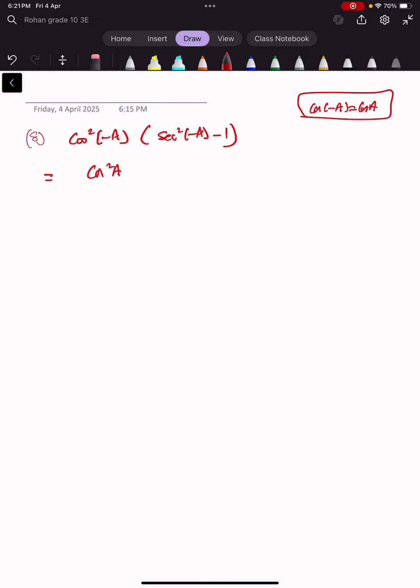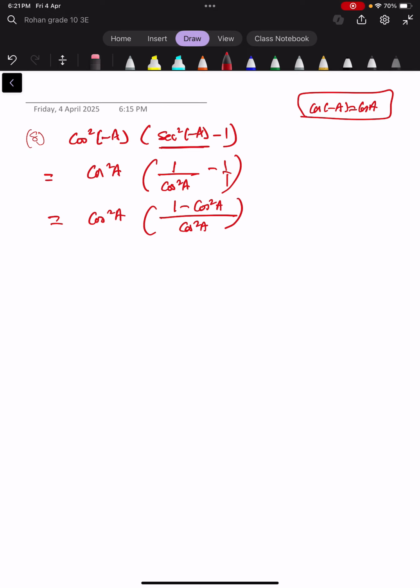Now sec is the reciprocal of cos. So 1 over cos squared A, because minus A will go minus 1. So cos squared A, take the LCM. LCM will be cos squared A. 1 minus cos squared A, and that would be sine squared A.